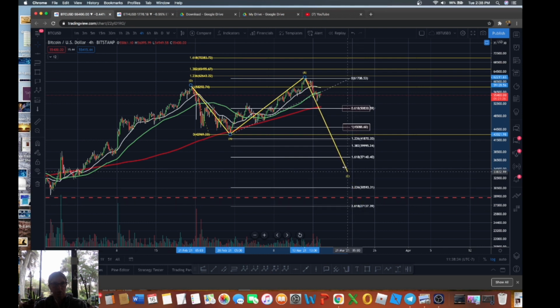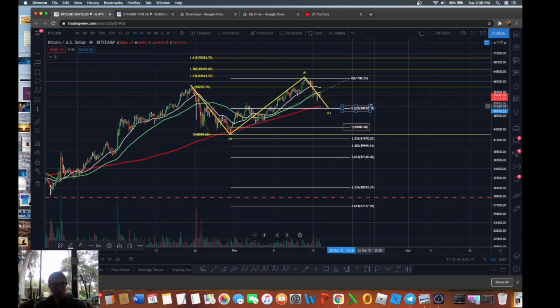But let's just assume that we're going to get the running flat. And the first place that I will be looking is the 618. If you can't see that, it is 58.30. The next place would be 45.088. And then if we start to break the bottom of the A, then I will be looking at these lower extensions here.